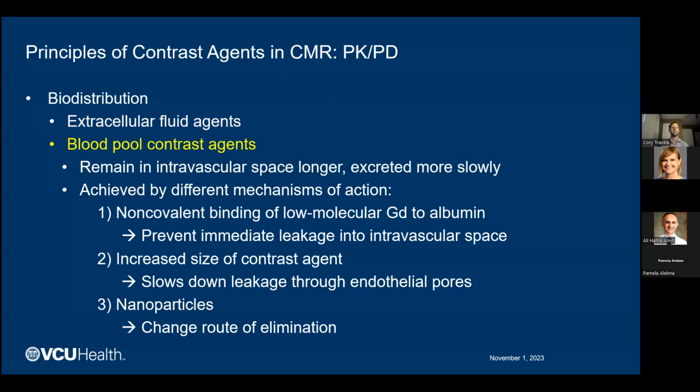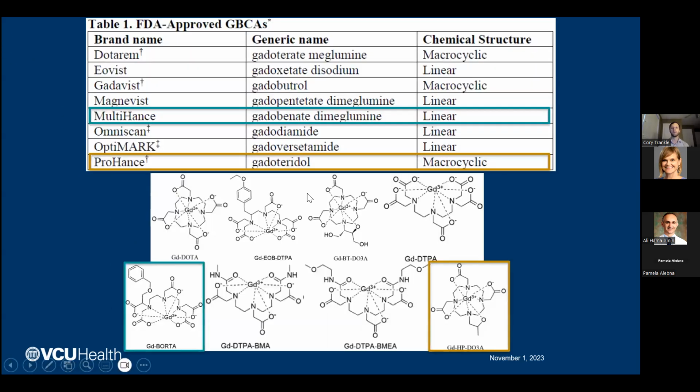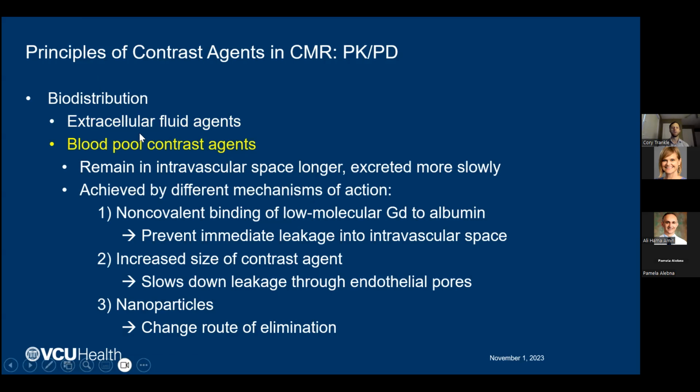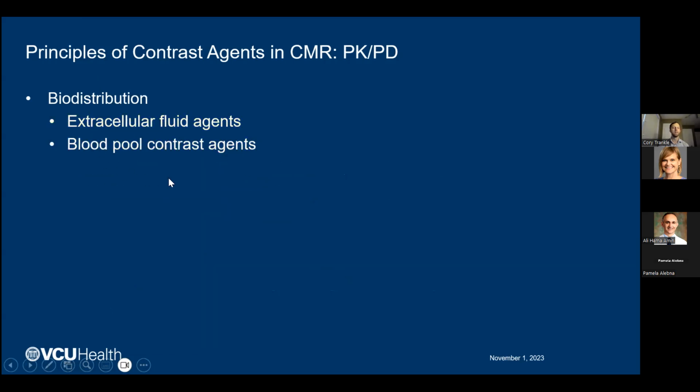You can simply increase the size of the contrast agent, which slows down how much it leaks through endothelial pores, or use nanoparticles to change the route of elimination. And so, you can imagine already, based on the reason for the exam, you might want to choose one over the other. For instance, if you're doing angiography and want to just look at the vasculature, then a blood pool contrast agent would actually work quite well and maybe be advantageous.